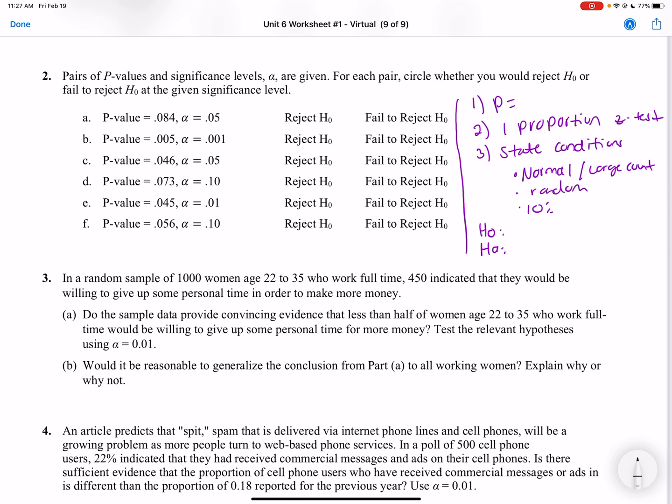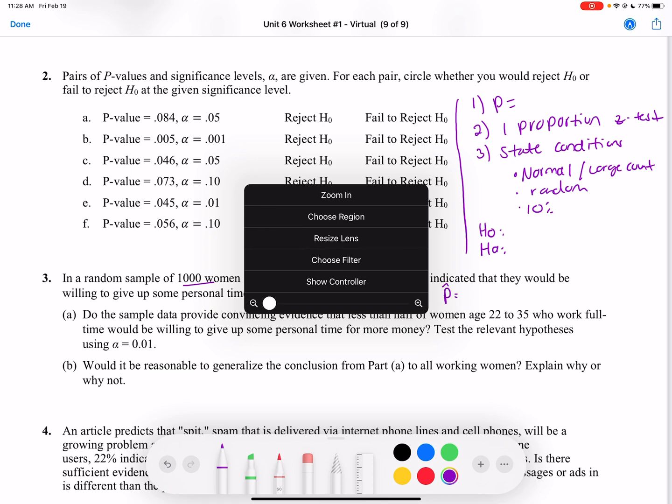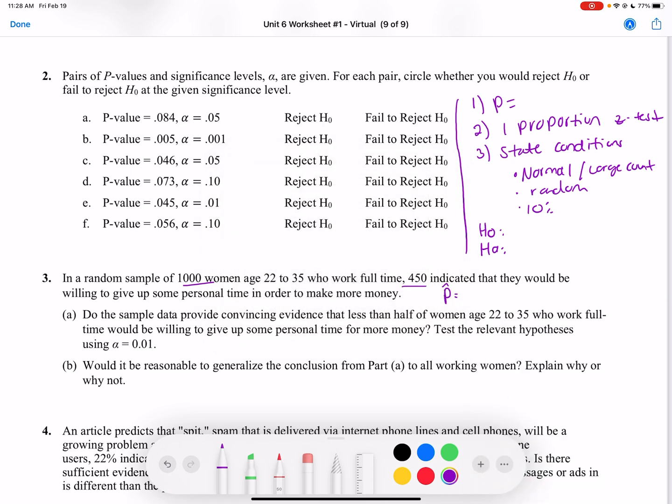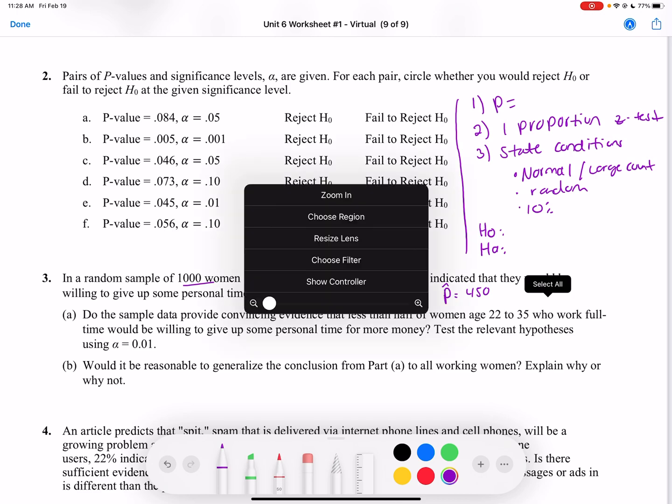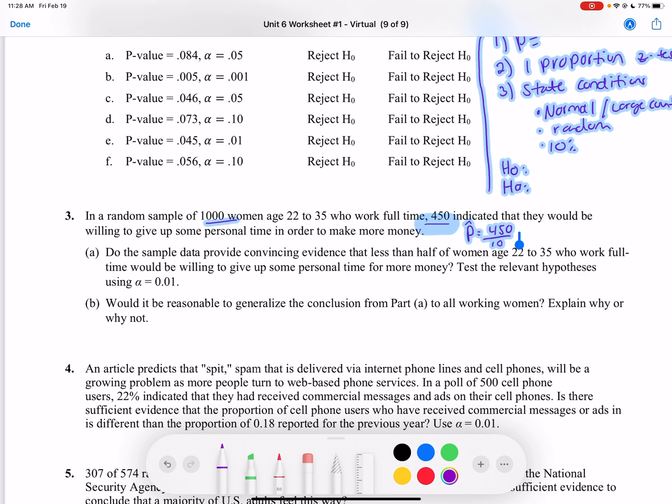For this first one, it says that 450 out of 1,000 indicated that they would be willing to give up some personal time to make more money. So that is your sample proportion, and we're never going to set our hypotheses equal to our sample proportion. This is our p hat, which I'm just going to leave as 450 over 1,000. In your calculator, the 450 is going to represent your x, and the 1,000 is going to represent your n.